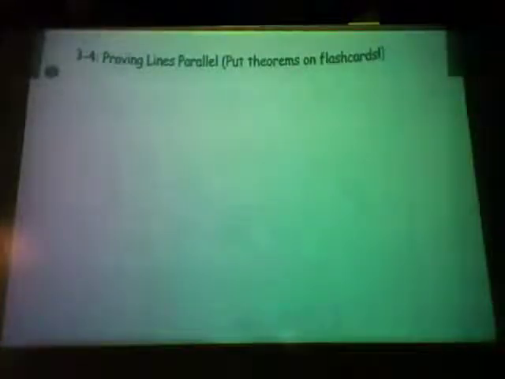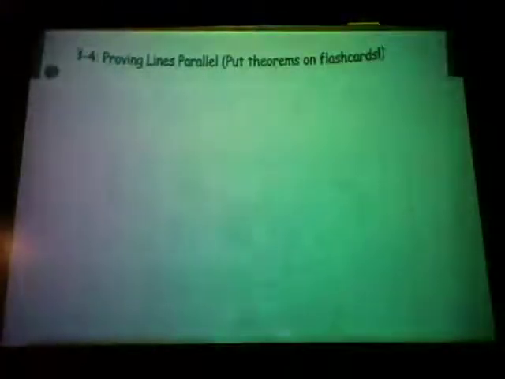Alright, so 3-4, your job is going to be to prove that lines are parallel. You cannot assume that lines are parallel just because the picture looks like they are. So you're going to use some various things, angle relationships being one of them, to prove that the lines are parallel. If I can find two corresponding angles that are congruent, doesn't it stand to reason that the lines would have to be parallel? If I can prove that those corresponding angles are congruent, they'd have to be parallel.